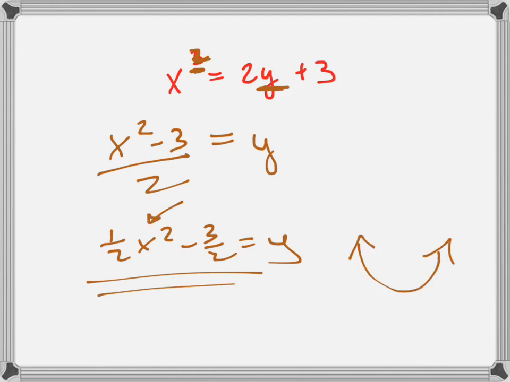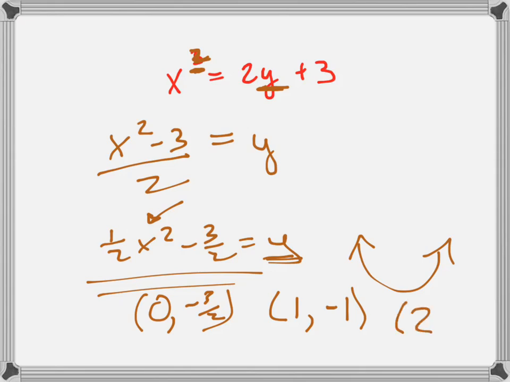When I plug in something for x, I always get a consistent number out for y. If I plug in 0 for x, I have to get -3/2 out for y. If I plug in 1 for x, I have to get -1 out for y. If I plug in 2 for x, that'd be 4. 2 squared is 4, divided by 2 is 2. It's 1/2. I get 1/2 out for y. I don't get something else sometimes. Whenever I plug in 2, I always get 1/2 out.